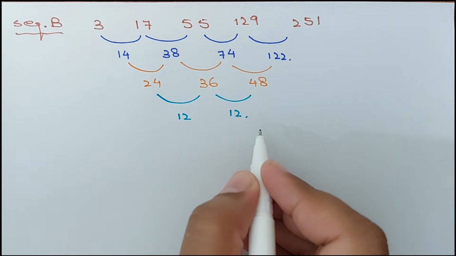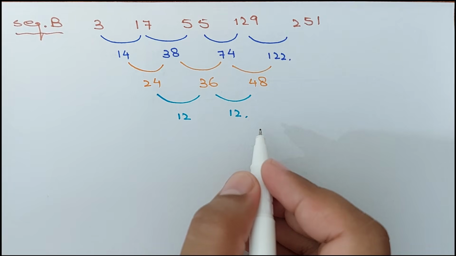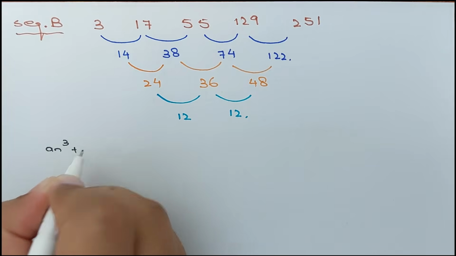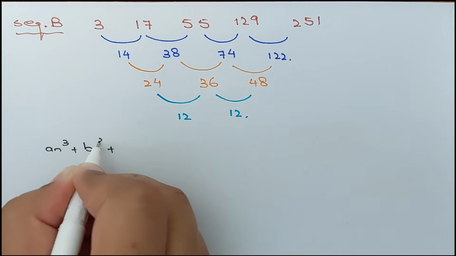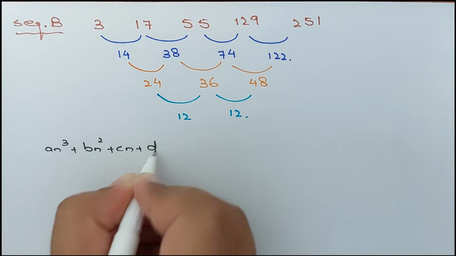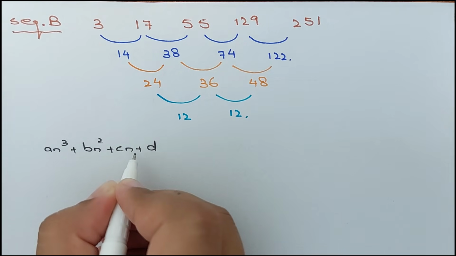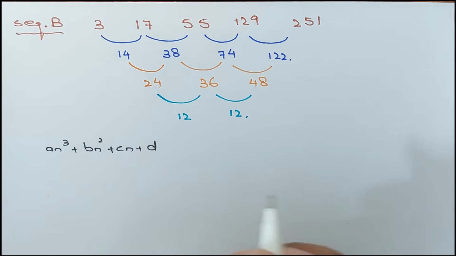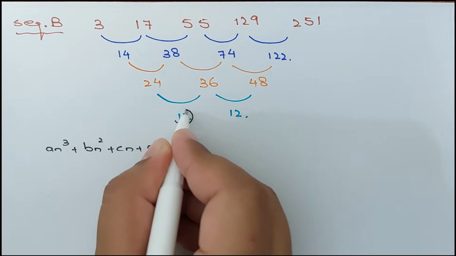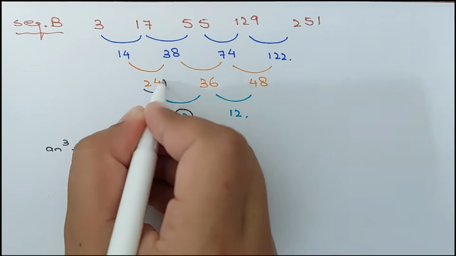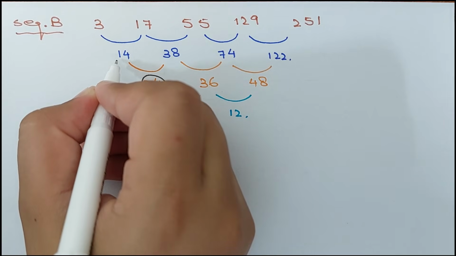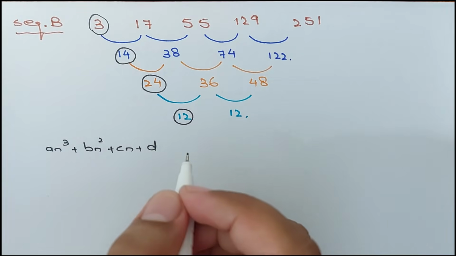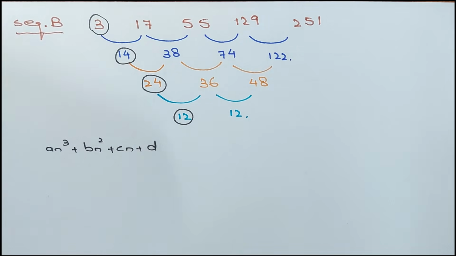Since it is a cubic sequence, the nth term is an^3 plus bn^2 plus cn plus d. In this form, you will get a cubic sequence. Now we have to figure out what a, b, c, and d are. For this, we have 4 equations. We use the third difference, the first term of the second difference, the first term of the first difference, and the first term of the sequence. Let me write down the equations one by one.